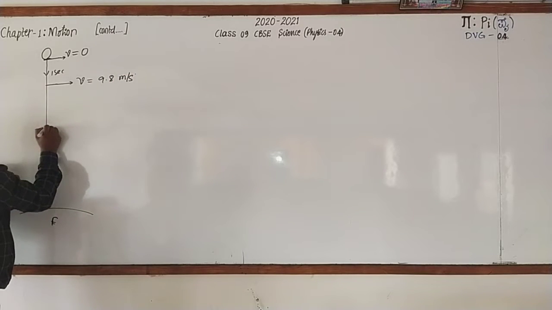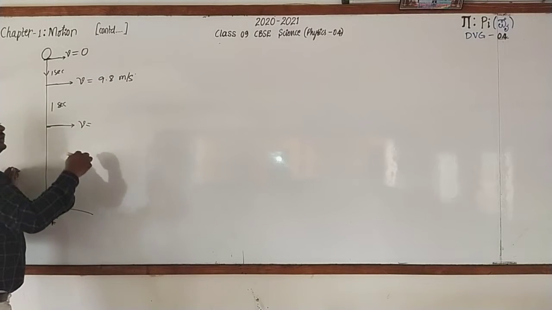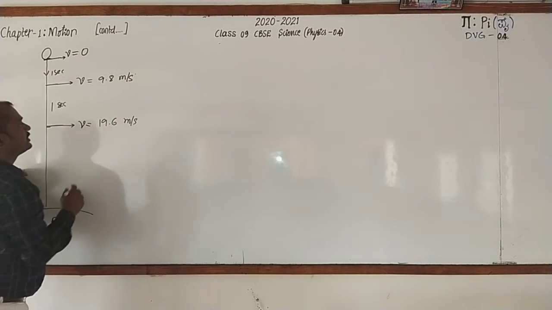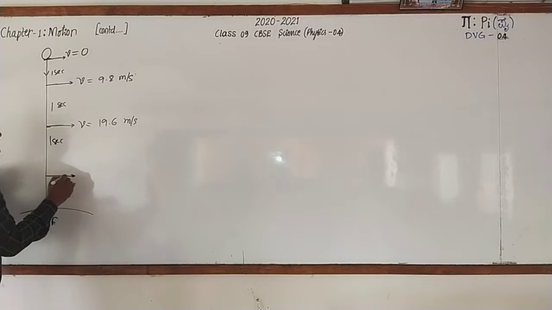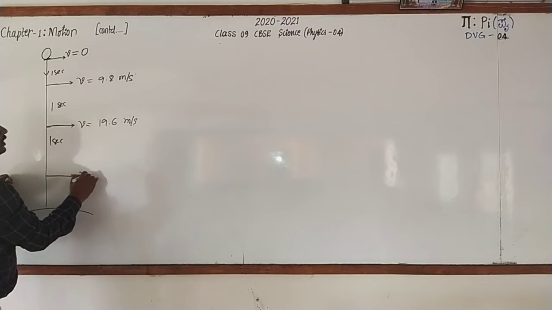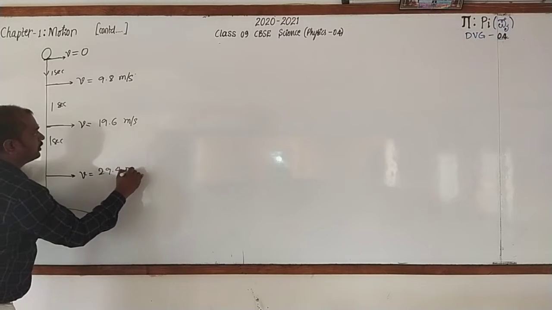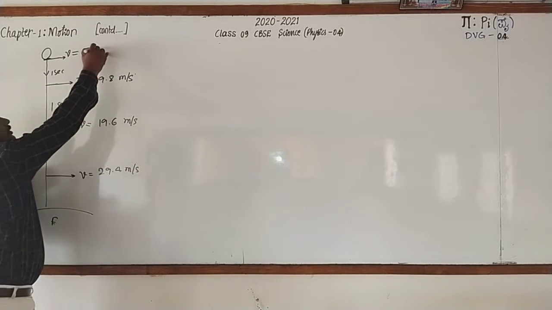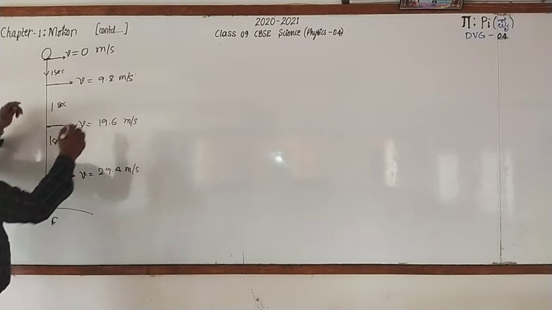Then after another second, the velocity will be increased from 9.8 to 19.6 meter per second. And after one more second, the velocity will be still increased. It is v equal to 29.4 meter per second. See that after every second the speed is increasing, right?